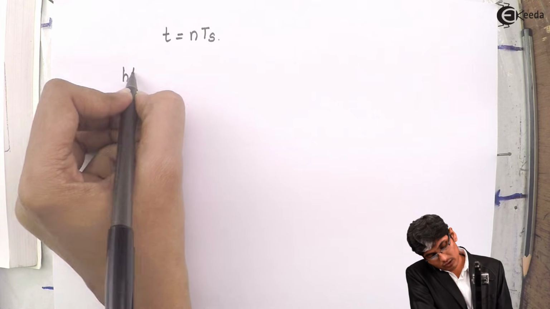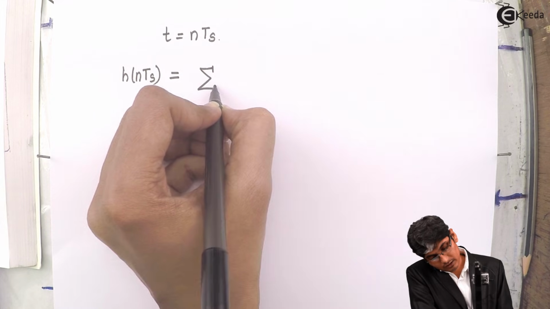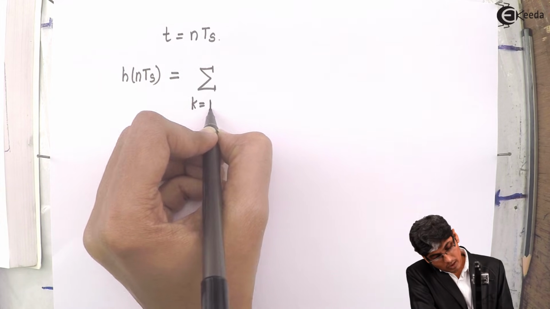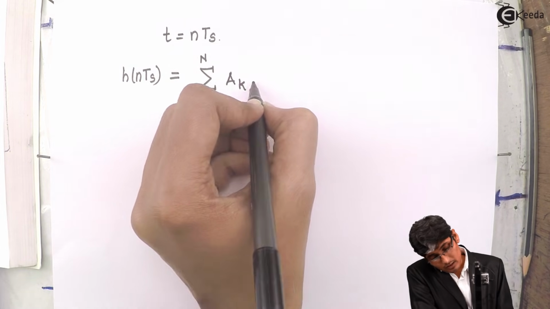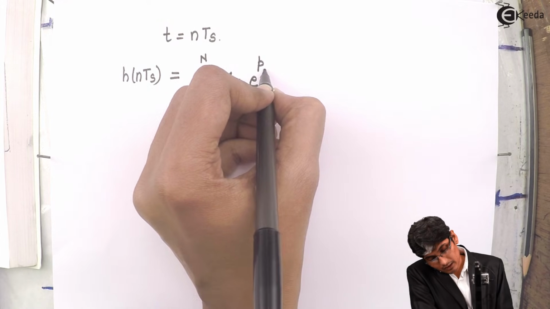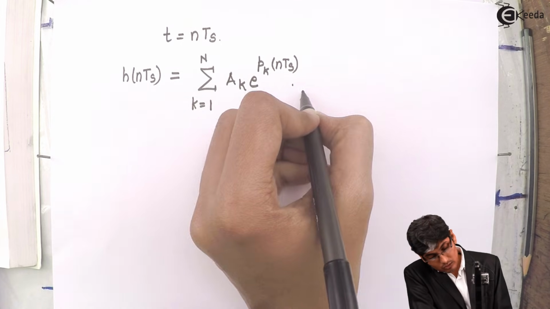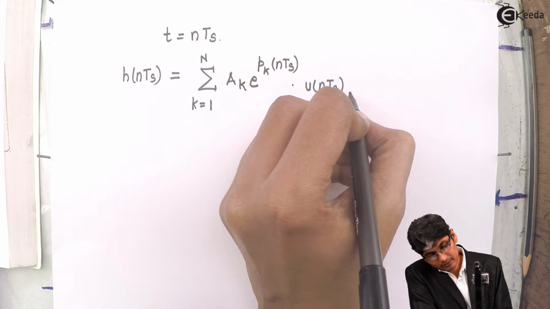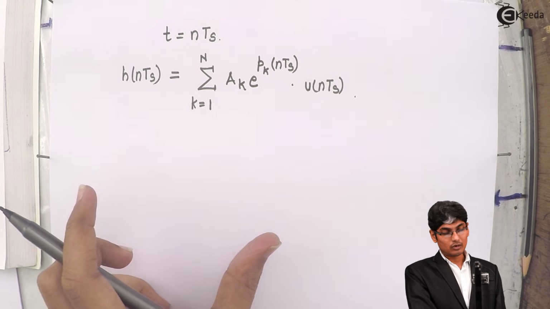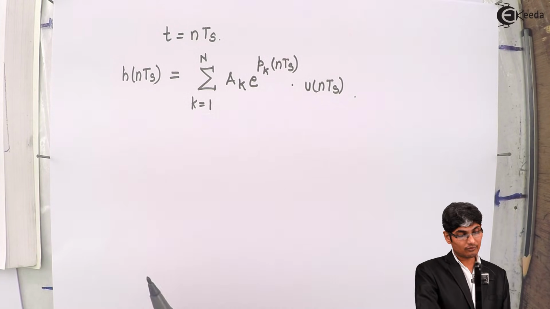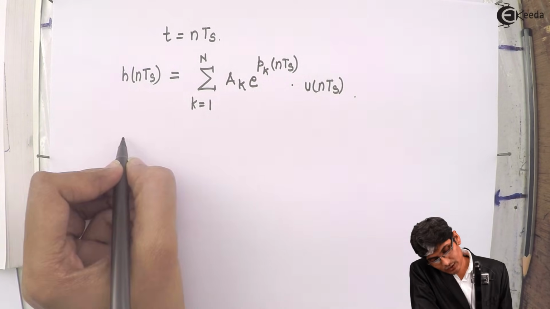Then the function becomes h of nTs equals summation k goes from 1 to n, a_k e raised to p_k into nTs, into u of nTs. Now, as we have done the sampling, this is the sampled version of h of n. After this step, I will apply the Z transform.